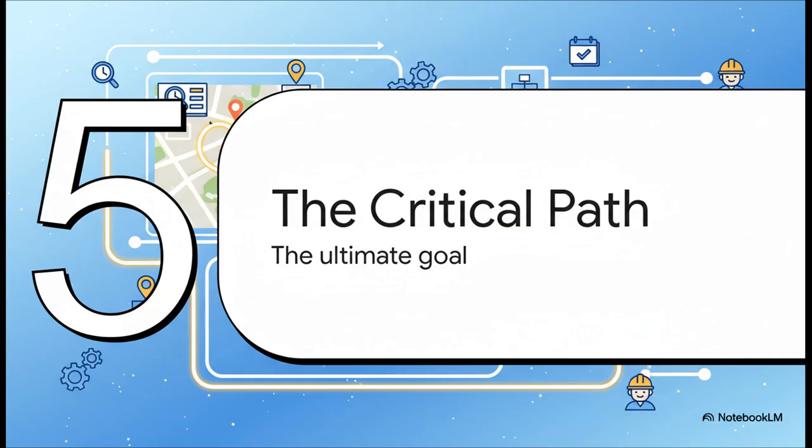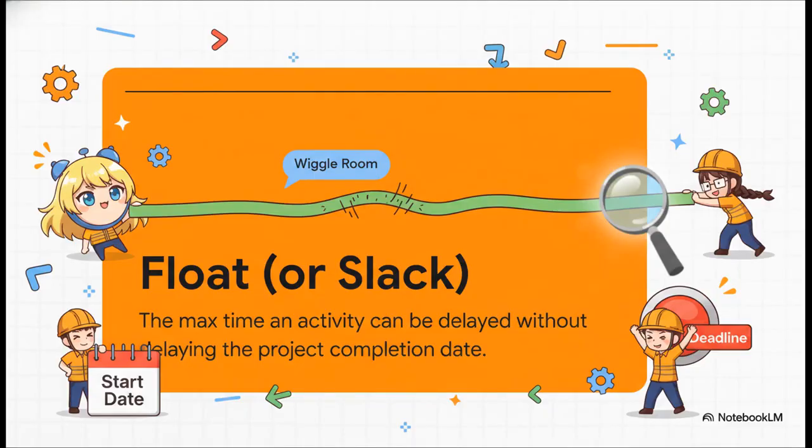Okay, so we have our map, we know the language. Now it's time for the payoff, the entire reason we go through all this trouble. It's time to find this single, most important thing in any project plan, the critical path. But to find it, we first need to understand one last concept. It's called float, or sometimes you'll hear it called slack.